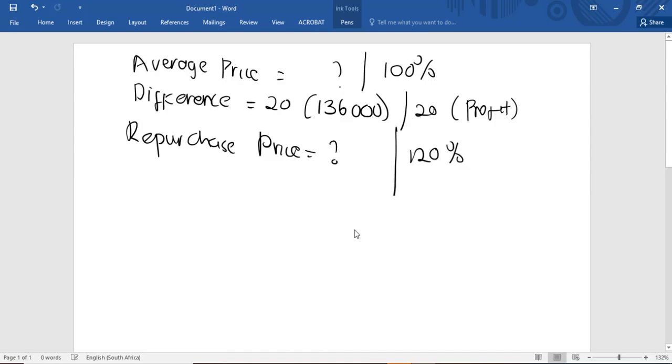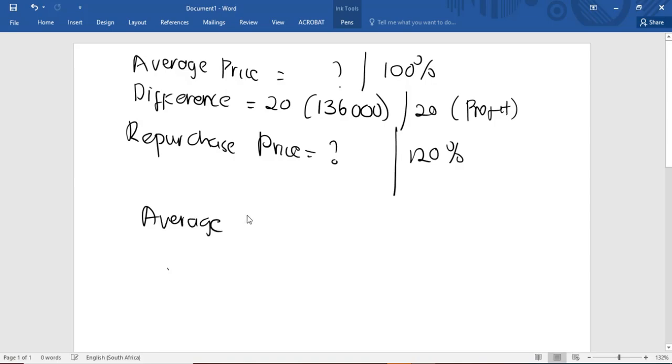Okay. Now remember, when you normally sell something, you take your cost, right, and then you add the profit that you want to make, and then from there it gives you the selling price that you're going to use. Now the selling price in this case for us, because we are dealing with ordinary share capital, we can relate it to the repurchase price. Okay, now we know that the average price is 100% because we want to get what was that amount.